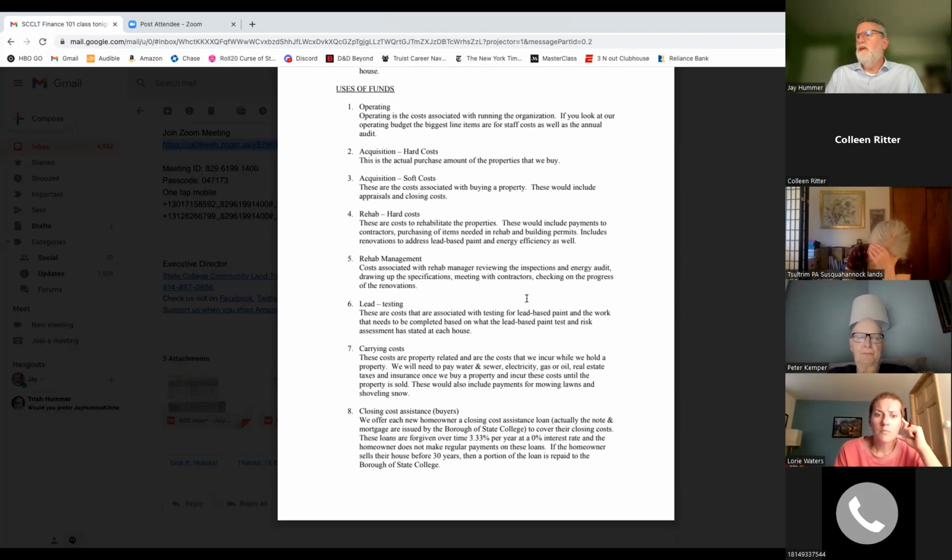And then closing cost assistance. We offer some closing cost assistance because buying a house is pretty expensive, and our buyers aren't really economically in a position to pay the full boat. So we can help out with that. Colleen, does everyone take advantage of that, or only some people? Yeah, most of the time people take advantage of that. Okay.